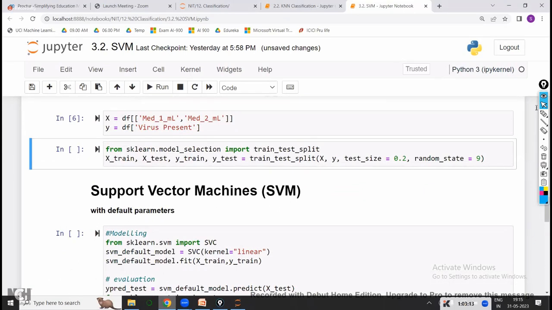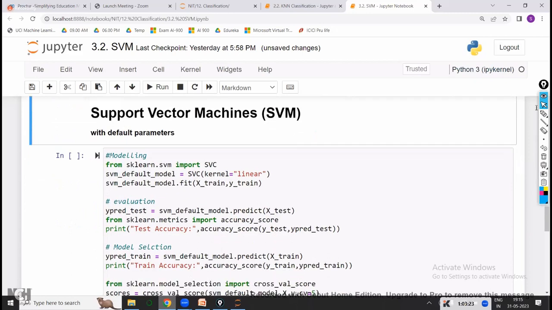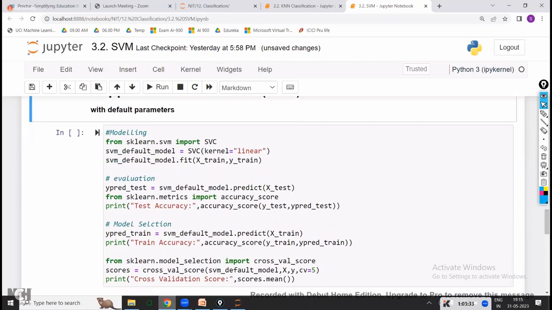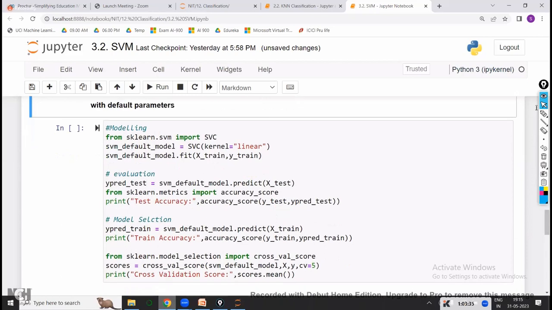No need of encoding, because there is no such data with respect to that. Directly, I'm going to work with X and Y, and X train, Y train. Now, modeling. If you observe the modeling from sklearn.svm, I'm going to import the SVC. SVC means support vector classifier. And here I'm going to take the default model.